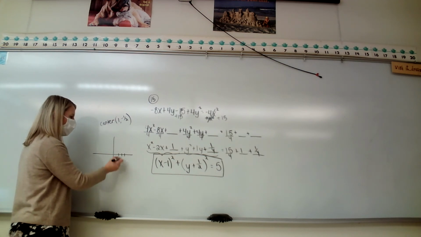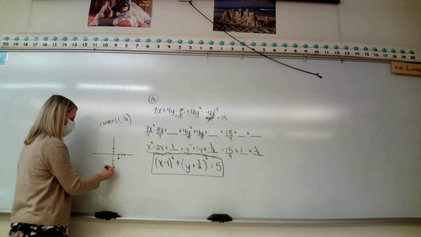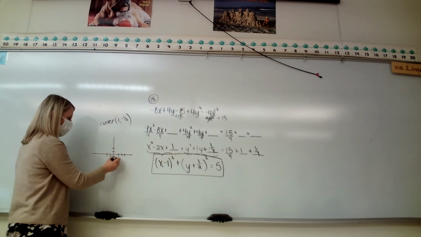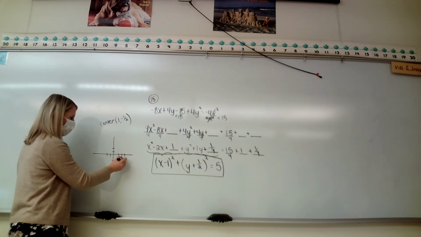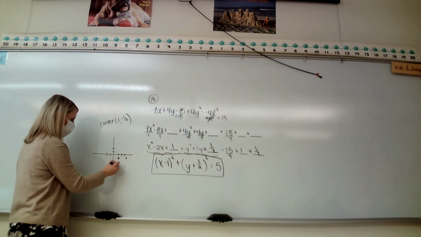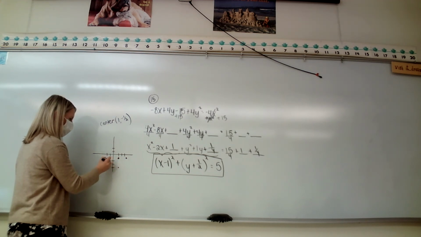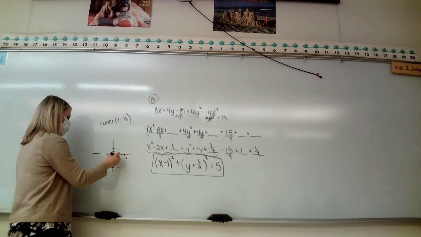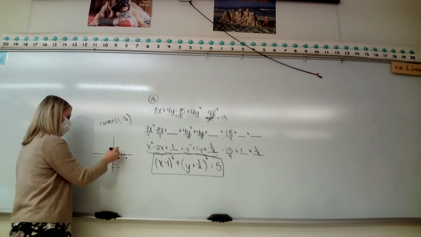So remember, I always go to the right, I go up, I go down, and I go to the left. So if I go 1, 2, plus a little more, down, 1, 2, plus a little more. To the left, 1, 2, plus a little more. Up, 1, 2, plus a little more. That'll give you a nice little circle.